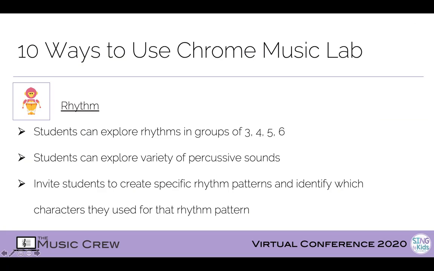Our next app is called Rhythm. In the Rhythm app, students can explore rhythms that are written or grouped in groups of 3, 4, 5, or 6. They can also explore a variety of percussion sounds. With this app, I like to invite students to create specific rhythm patterns and identify which character they used for that rhythm pattern. For instance, I might give my students 4 rhythm patterns in notation and then ask them to recreate that rhythm pattern in this app.